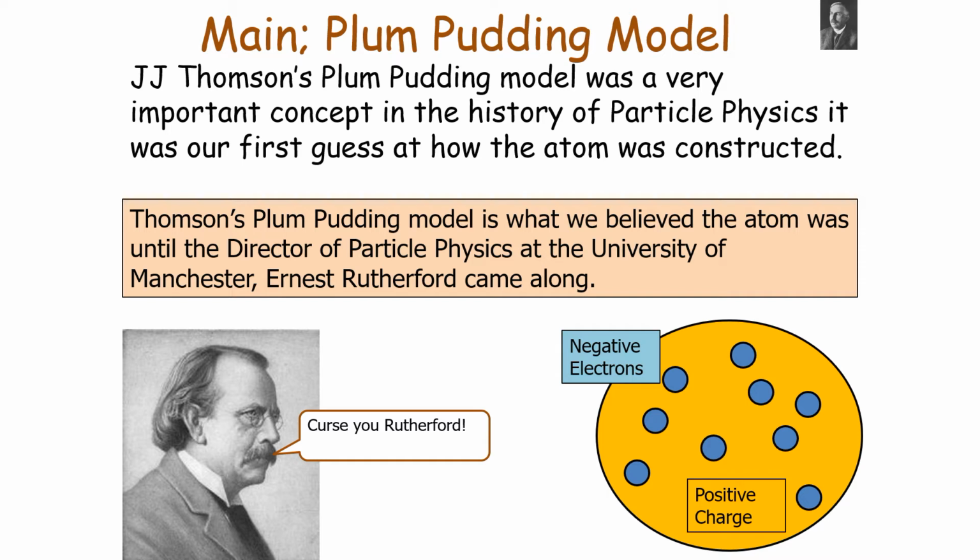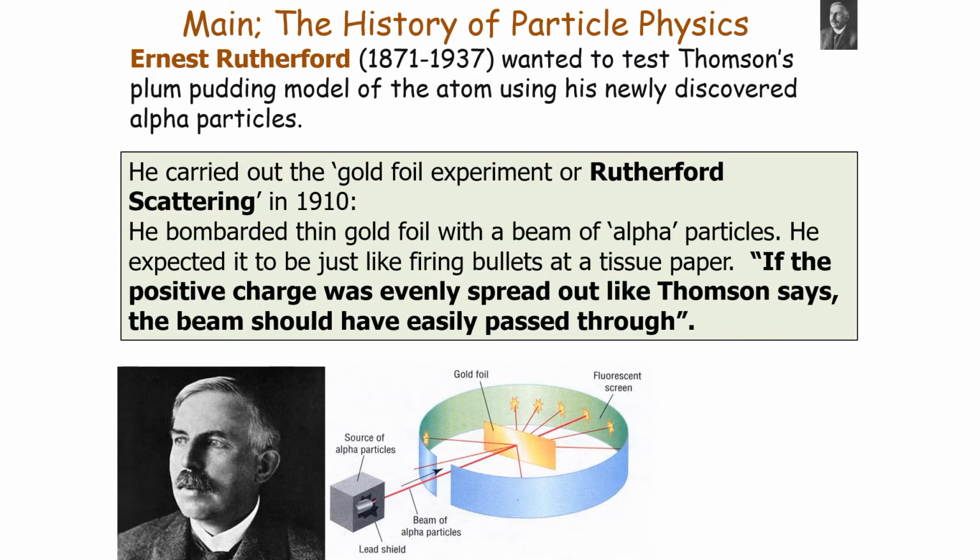Now Thomson's plum pudding model is what we believed the atom to be until the director of particle physics at the University of Manchester, Ernest Rutherford, came along. So Ernest Rutherford wanted to test Thomson's plum pudding model of the atom using his newly discovered alpha particles. So he carried out what we call the gold foil experiment or the Rutherford scattering experiment in 1910.